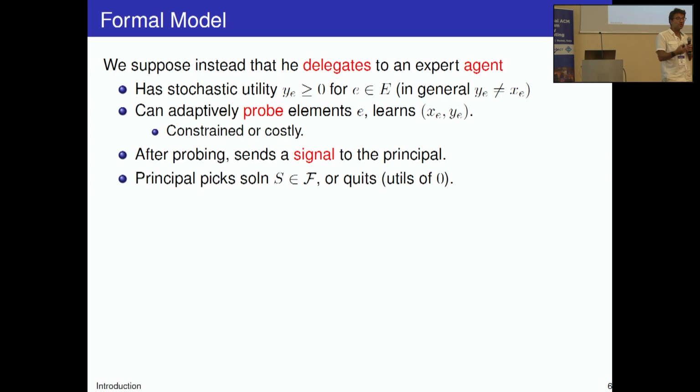And similarly, the agent may probe the elements. And for each time he probes an element, he learns his own utility and the principal's utility. He learns x sub e and y sub e, right? After he does this data exploration, he sends a signal to the principal, who then interprets the signal to select a solution. Or the principal may say, I don't like the information you gave me, I quit the game. And everybody gets utility 0 in that case.